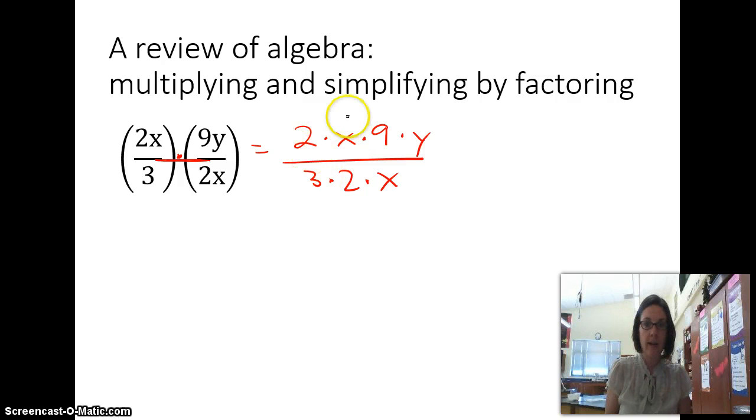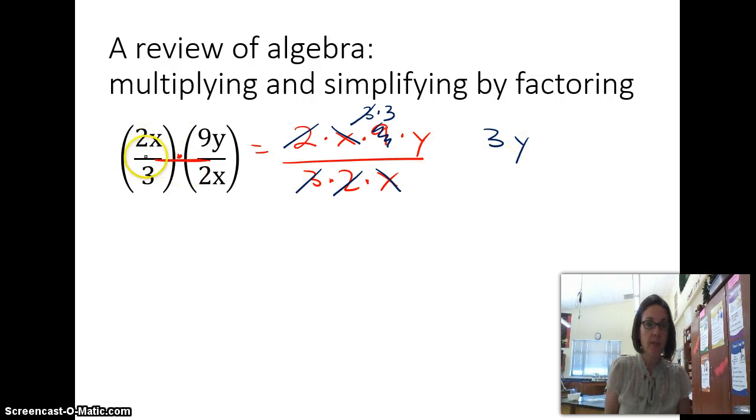So I can divide out in my big one a 2 and a 2, and I can divide out an x and an x. And 3, well, 9 is actually 3 times 3. So I can divide out one of the 3's. So what I would be left with is 3y.